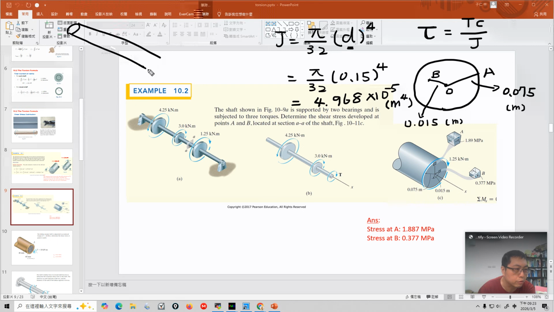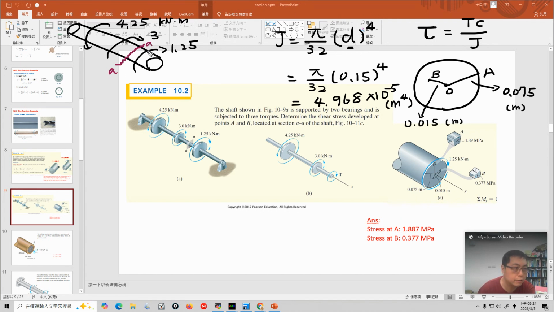This is the initial problem. We draw a free body diagram. Here is 4.25 kilonewton meter, here is 3, and here is 1.25. The section we are interested in is here, AA. AA is between the 3.0 kilonewton meter and the 1.25 kilonewton meter torques.